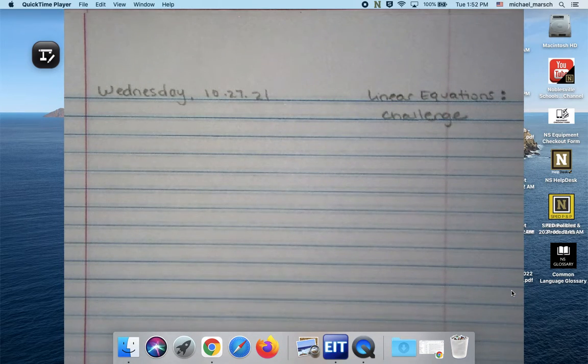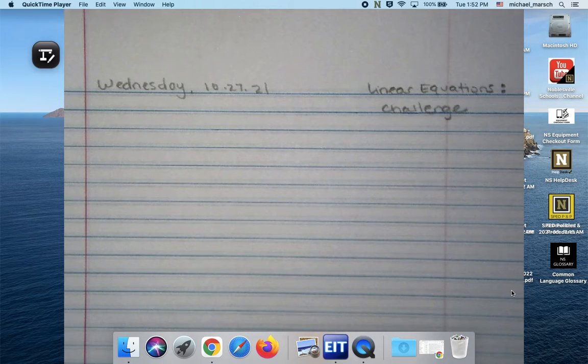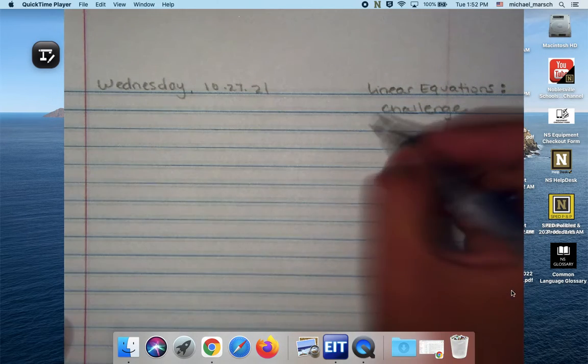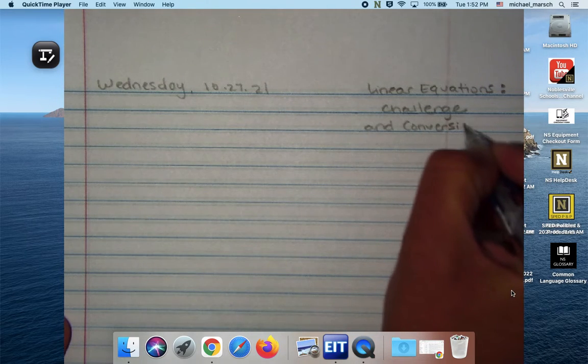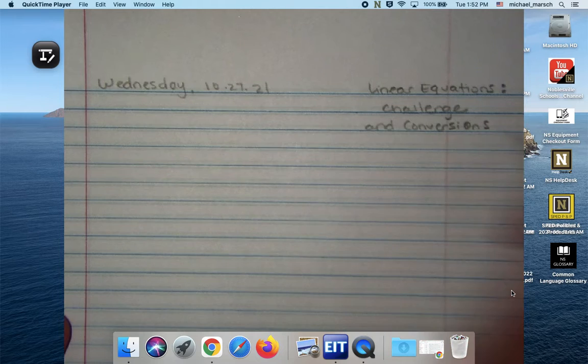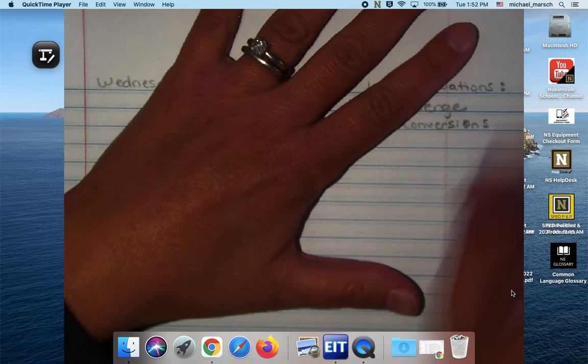All right, so now we've got some challenge problems. Linear equations challenge. Let's write conversions so that when we write it in our table of contents, you know where to find the conversion pages because you're going to want them.